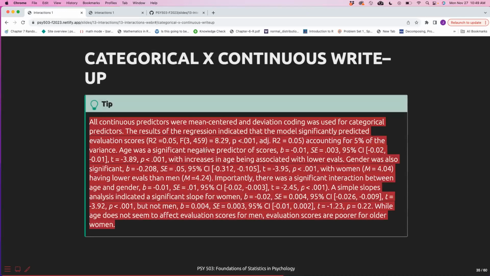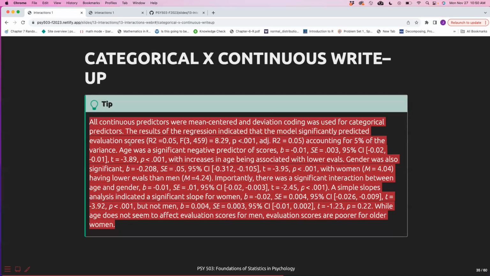I have included a write-up, a template of how you'd write up a categorical by continuous interaction. You can use the report function, but don't use the report function verbatim. Use it to get a general sense of your data and the statistical analysis, but we want to make sure that it's human readable. So I created a template of what we just did. All continuous predictors were mean centered and deviation coded. If you use treatment coding, you say that.